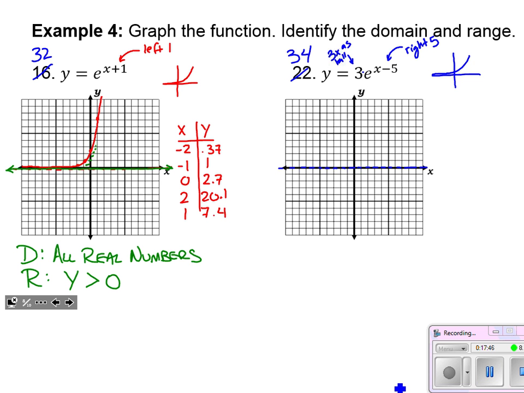So let's see, 3 times e to the x minus 5. Type that in. Let's look at our table for my x's and y's. When x equals, and we got some tiny numbers. I'm going to start when x equals 2, I get 0.15. When x equals 4, I'm at 1.1. When x equals 6, I'm at 8.15. And after that, we're off the screen.